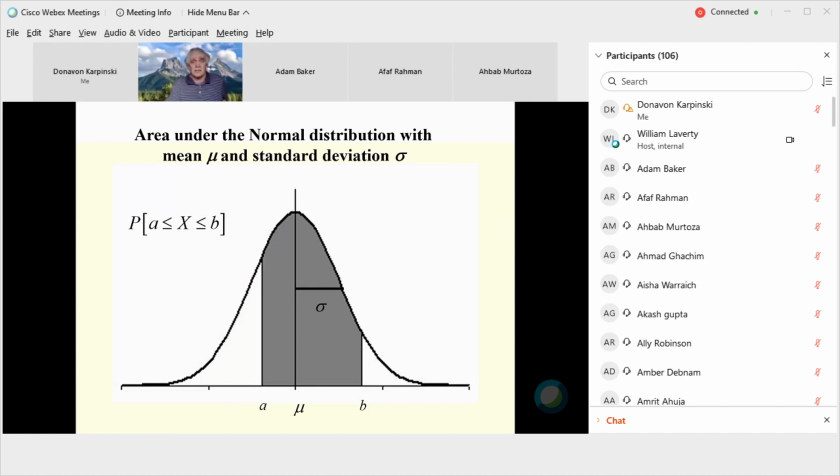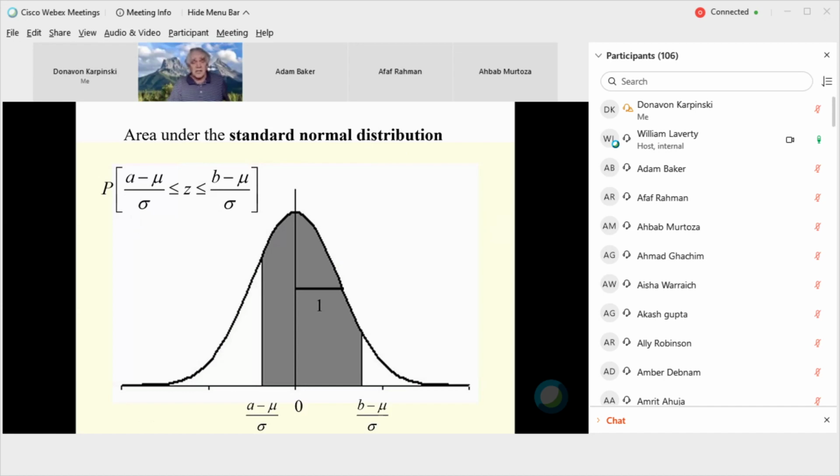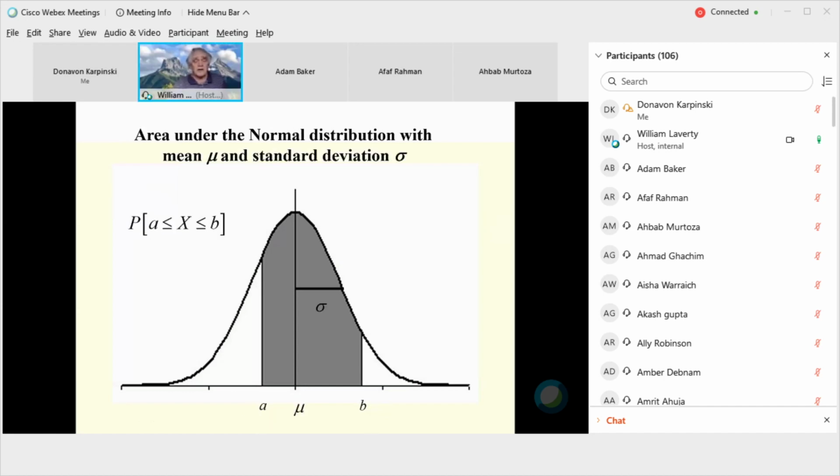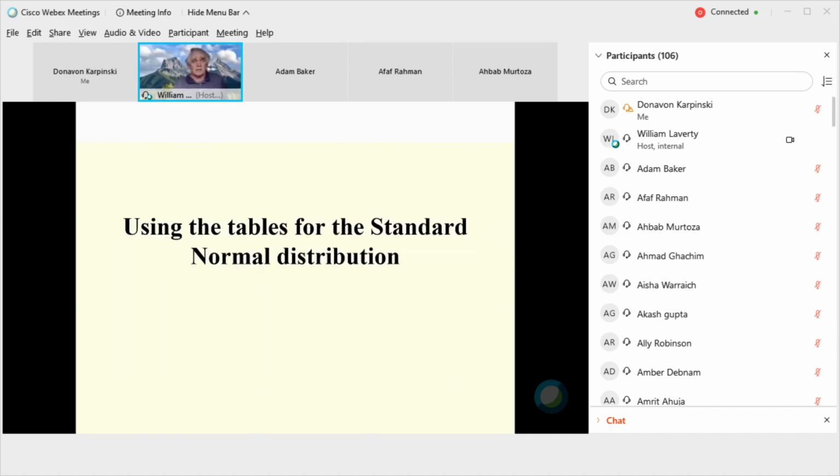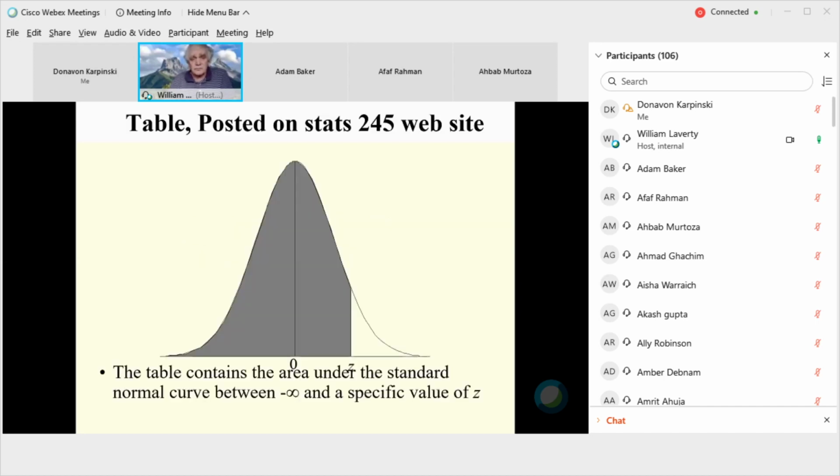So there's the normal distribution with mean mu and standard deviation sigma. It's centered over mu. Here's the standard normal distribution. Those two areas would be exactly the same. This allows areas for the normal distribution to be just tabled for the standard normal distribution. So this is how you use tables. The tables are posted on the Stats 245 webpage.